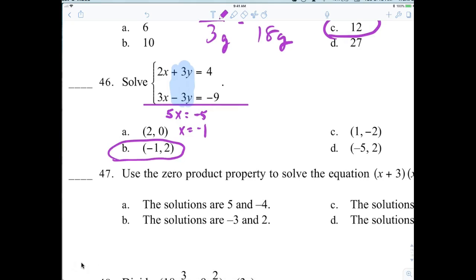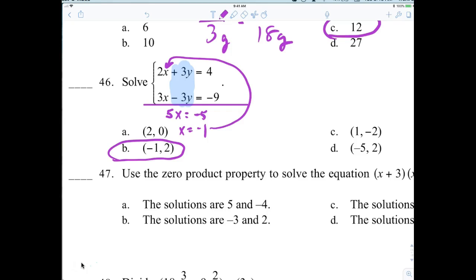Now if I had to figure out what y is, I would plug negative 1 in for x and then solve that for y, if you remember. Again, this is one of the most common topics, besides graphing, is solving systems of equations. All right, does anybody have any questions?